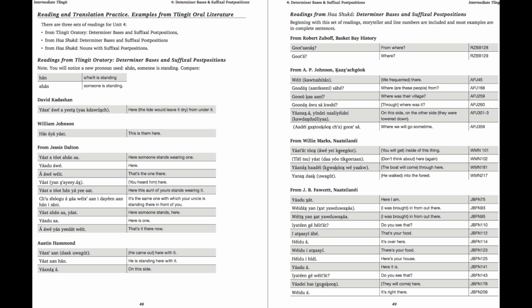Here the tide would leave it dry from under it. Yahweh ayit, yaktuwa uchtuwuch. Okay? So we don't have to worry about the verb. There's some things going on in the verb we're not too worried about. What kinds of things do you see as far as location, direction, suffixes, any of those types of things?